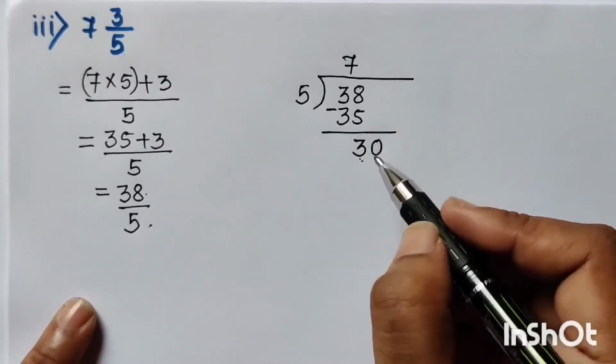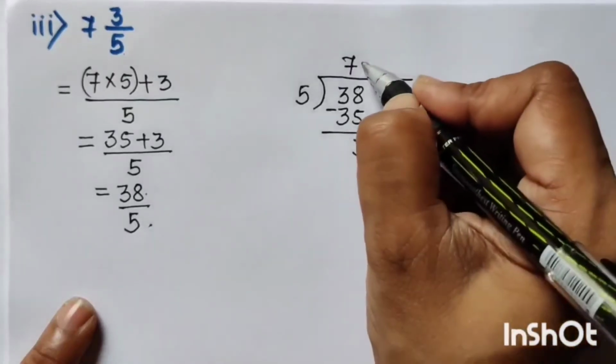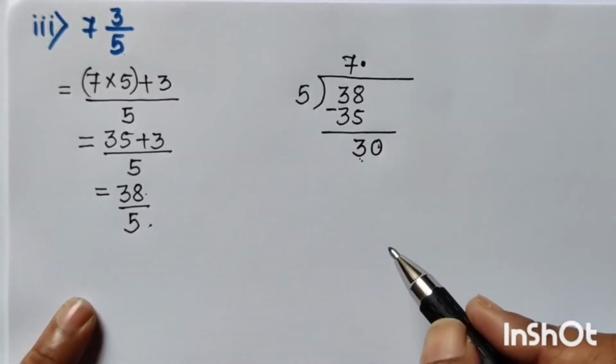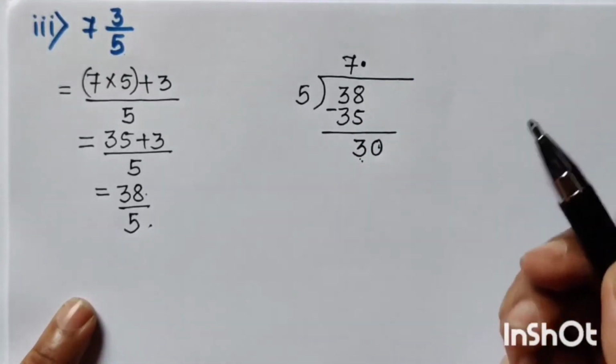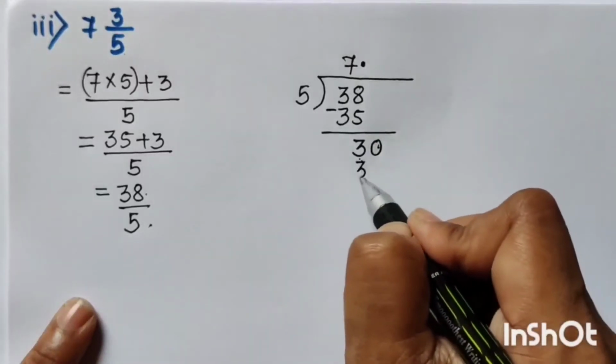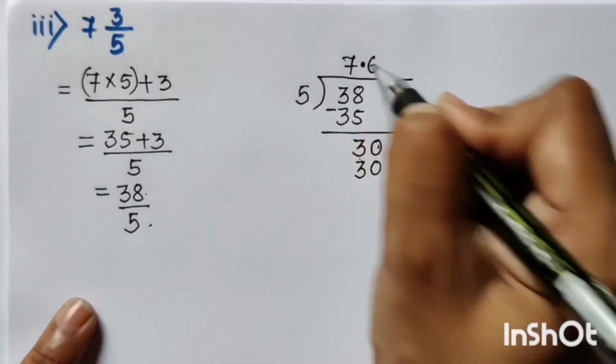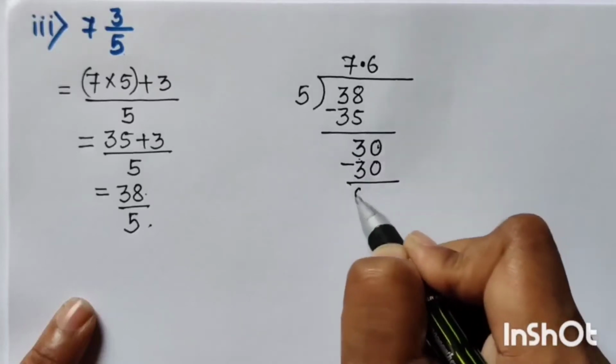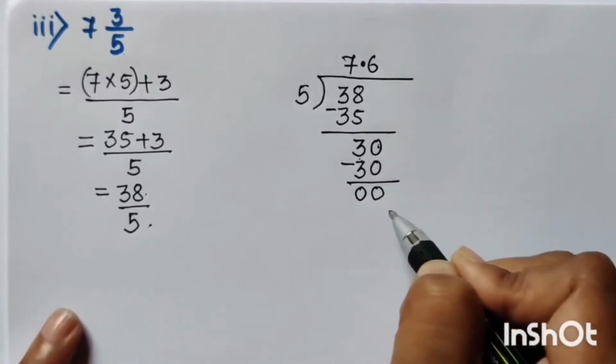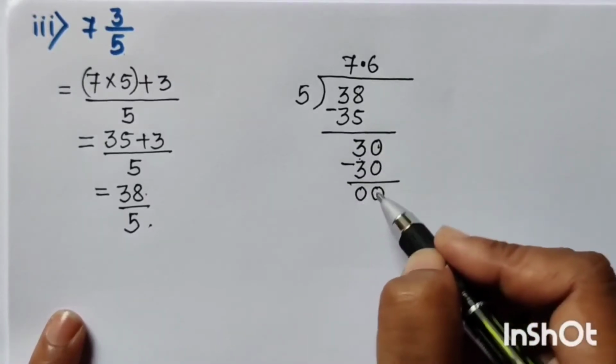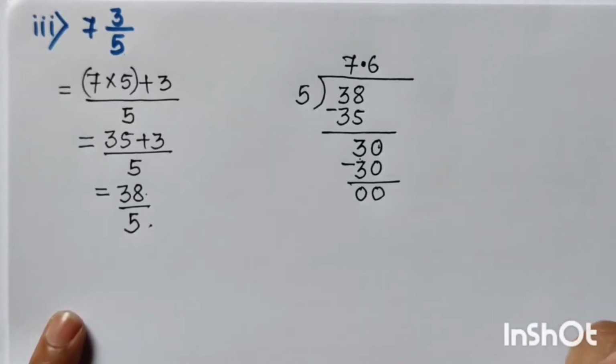Now again divide. For this 0 we will put a point in the quotient. This is the decimal point for this 0. Now 5 6s are 30. 30 minus 30 is 0. Now the remainder we are getting is 0. So after this we cannot solve the sum.